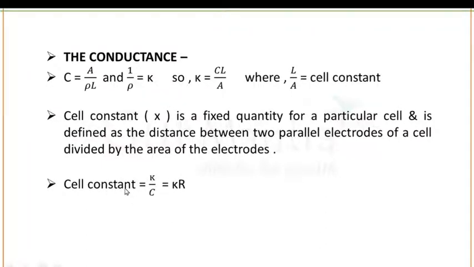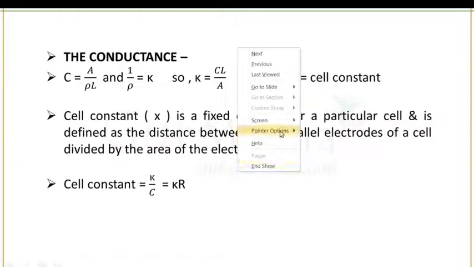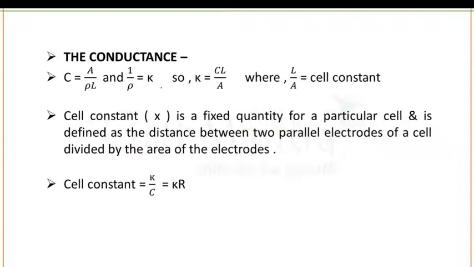If you interrelate the cell constant with K, you will get a relation as cell constant X is equal to K by C, and 1 by C is equal to R. That's why cell constant is equal to K by R. This slide is very important because from this slide the numerical aspect of questions will be formed. From these 2 points questions could be asked.